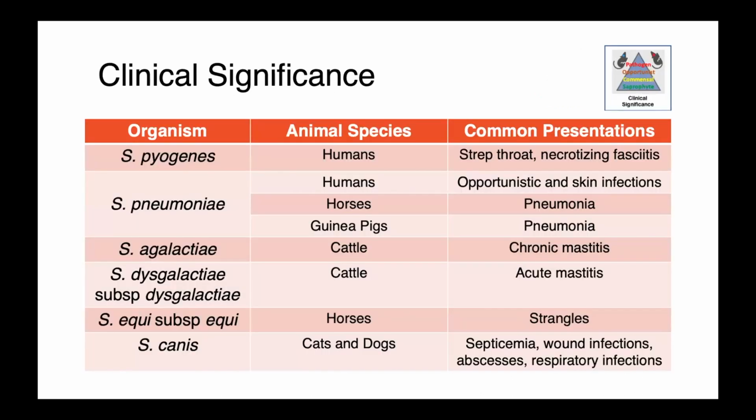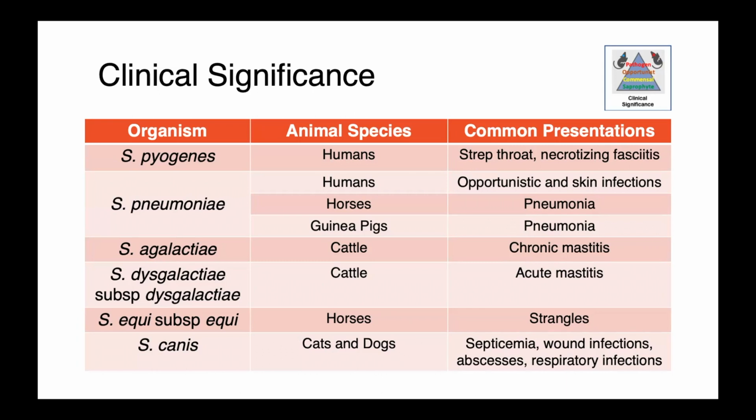So strep pyogenes, as we've talked about, causes strep throat. It's been associated with necrotizing fasciitis and scarlet fever in people. Streptococcus pneumoniae causes opportunistic infections and skin infections in people. In horses and guinea pigs, we also see pneumonia.